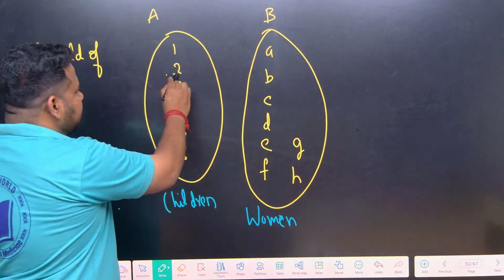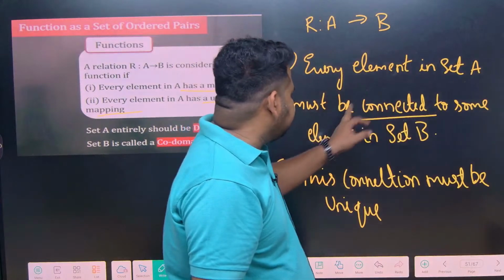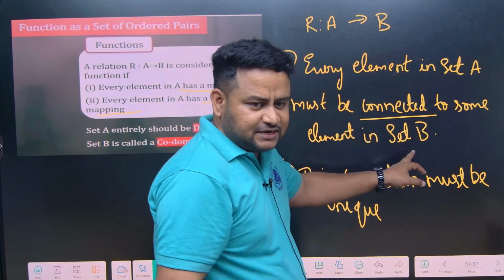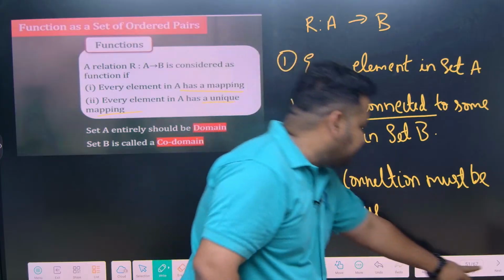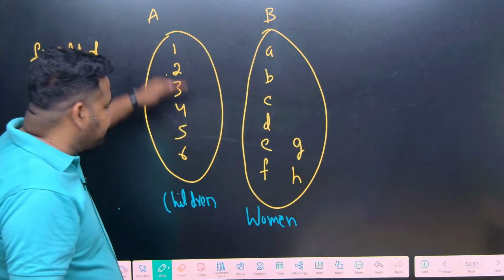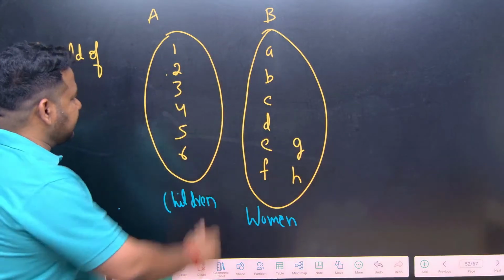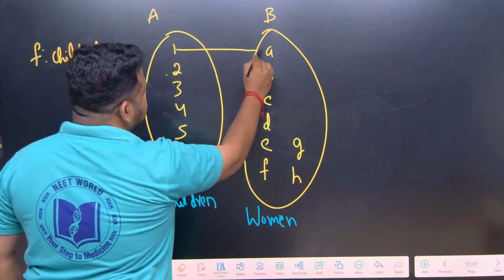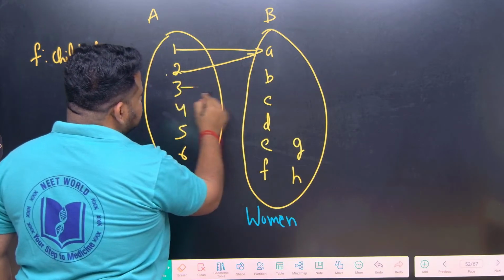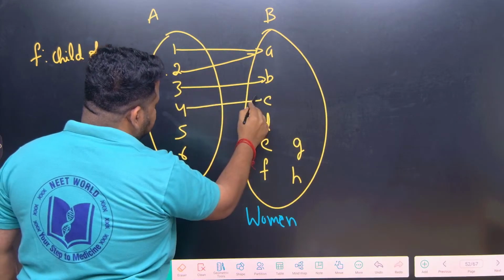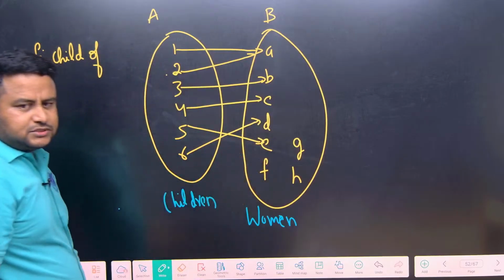Now what did I tell you? Every element in set A must be connected to some element in set B. That means this should not be left empty. It should definitely be connected to some element in set B. So I will connect it like this. This goes to this, this goes to this, this will go to this, and this will go to this.